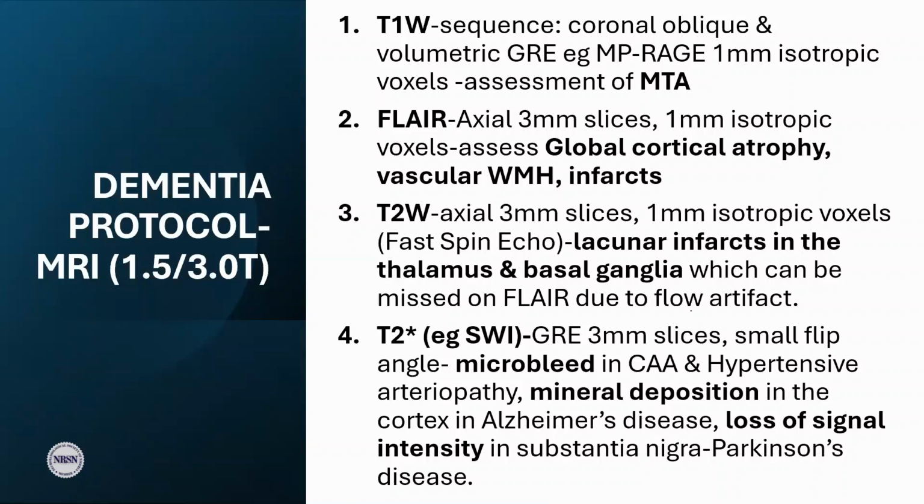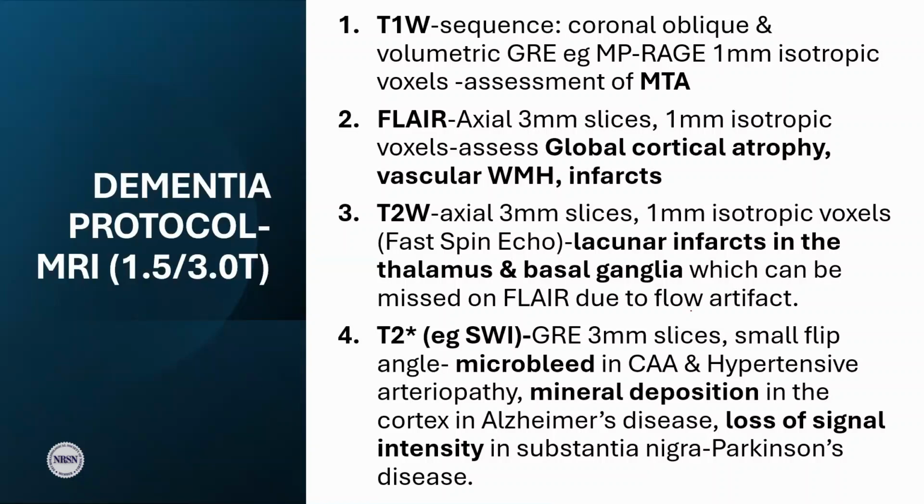due to flow artifact. Now, T2 star, an example of which is susceptibility weighted imaging, you have 3 mm GRE slices, a small flip angle. Now, flip angles usually used in MRI are between 0 and 90. Now, for dementia, studies and some authorities have recommended the use of a small flip angle as little as 19 to 20-something degrees.